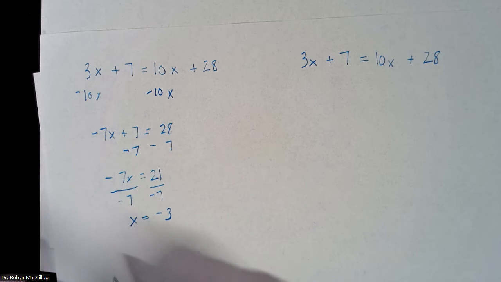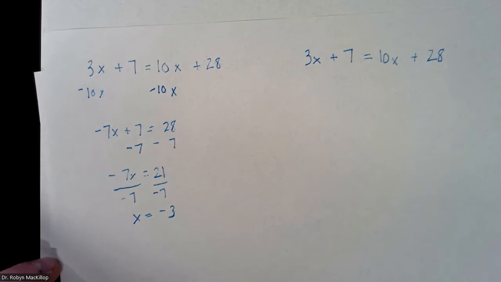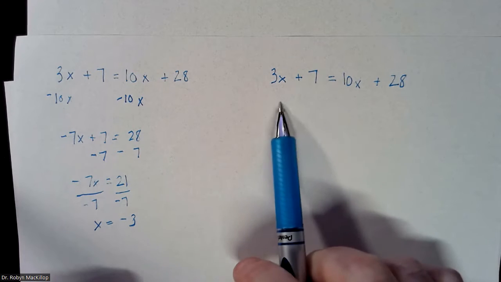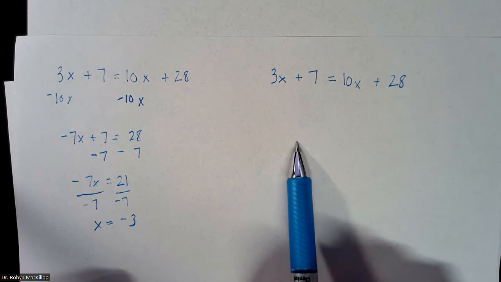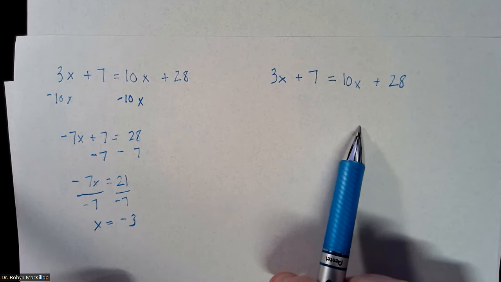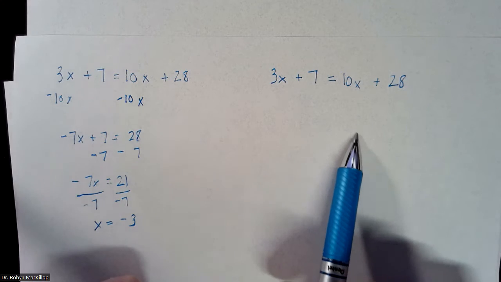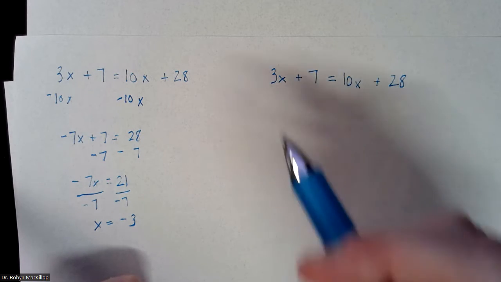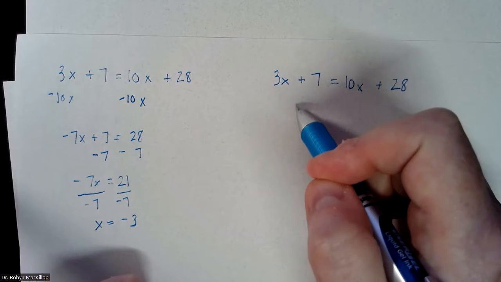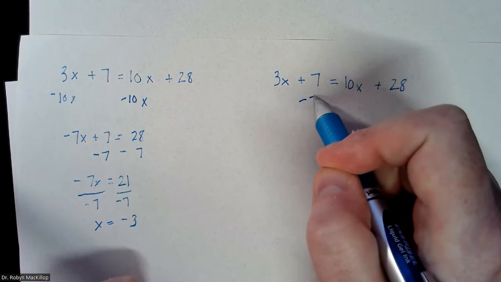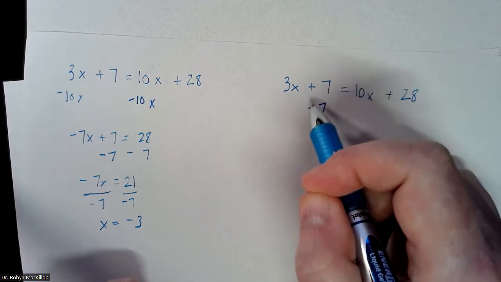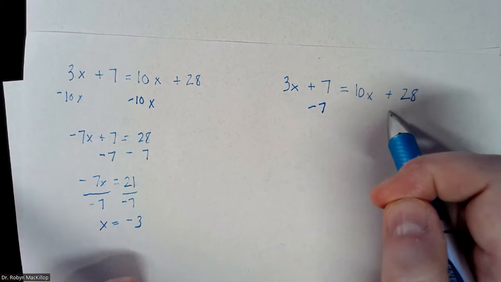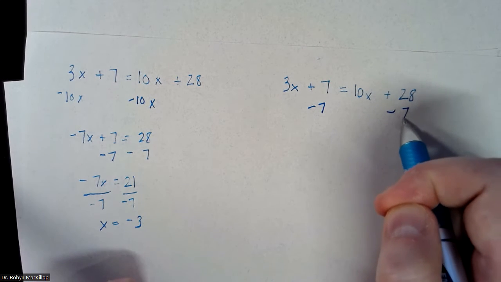Nice, right? So let me show you something that's interesting about these problems. It does not matter which one you choose to get rid of. You can get rid of whatever you want. Does not matter. So this time, let's get rid of the 7 just for fun. We're going to take away 7. Now that's zeroed out. So that leaves us with 3x on that side. But we also have to take away 7 from here.